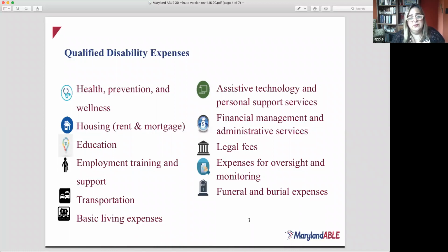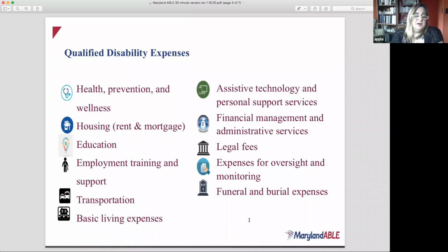With housing, you can use the money in your ABLE account to pay for your rent or mortgage. With education, that could be classes at a community college. It could be enrollment in a four-year university and books and computers and things that would be related to that. With employment, it could be additional job coaching or support that you might need in your job. Transportation can be to purchase a car, or it can be used for things like an Uber or taxis or buses. Any type of basic living expenses like utilities would be included.